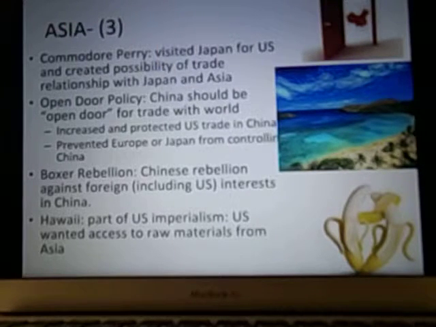The United States pushed this idea of an open door policy with China, the idea that China should be open to trade with any country in the world and not just Britain. The British kind of wanted to keep China under their control. The U.S. resisted that. The U.S. also took Hawaii. Hawaii was its own country, but we were worried the Japanese might snatch it up. So the U.S. took Hawaii, not as part of the Spanish-American War, but sort of in that time period.